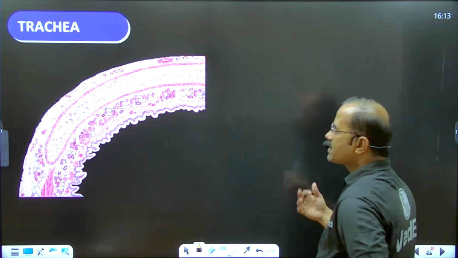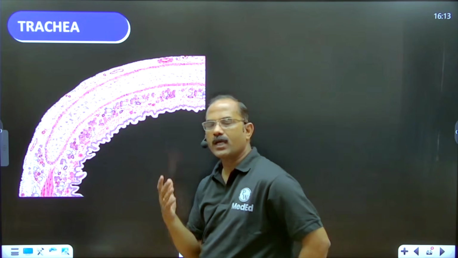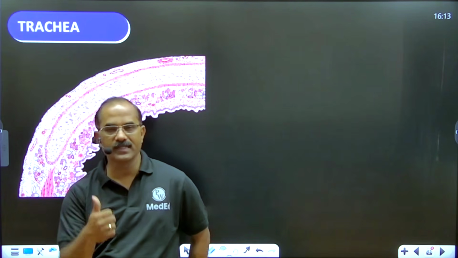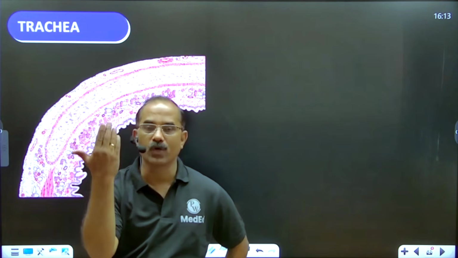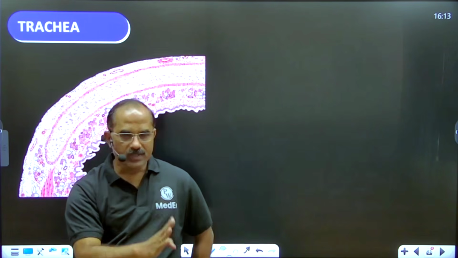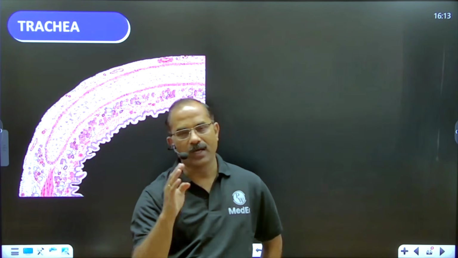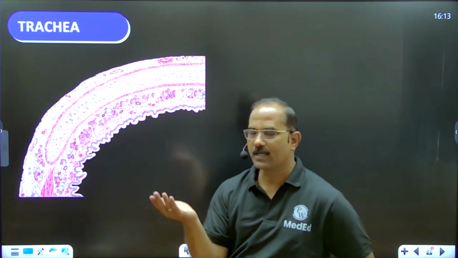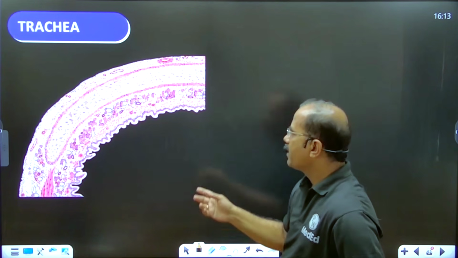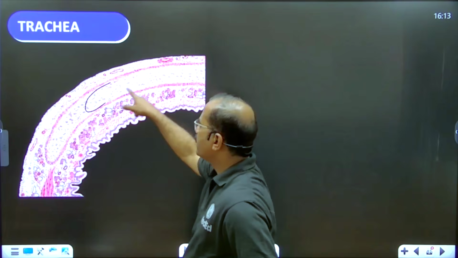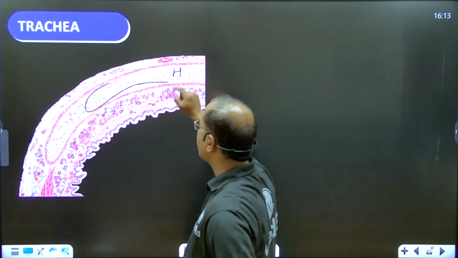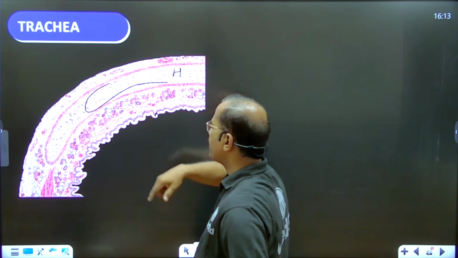Now, what is respiratory epithelium? Respiratory epithelium is pseudostratified ciliated columnar with goblet cells. That's respiratory epithelium. Plus, you get this hyaline cartilage here. That's the hyaline cartilage.